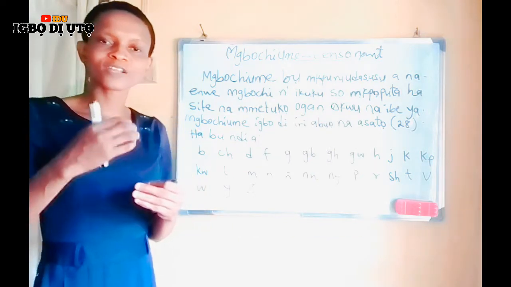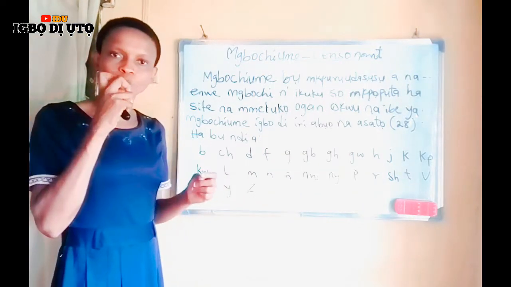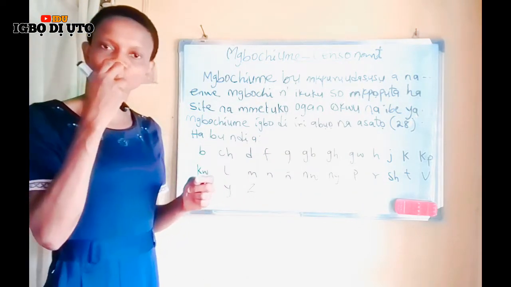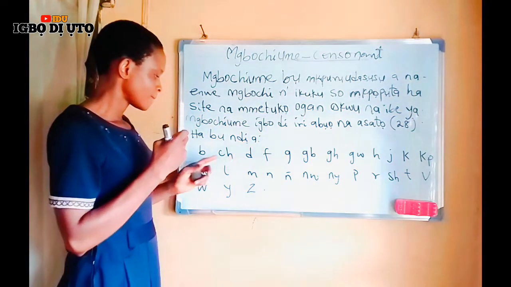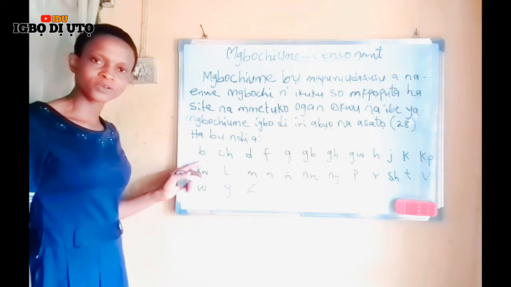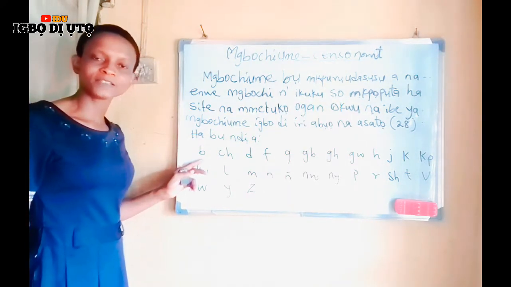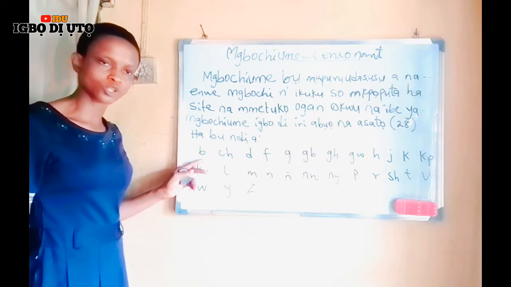And when you are pronouncing it, you see the upper lip and the lower lip are being joined together. They are being touched. If you look at me, now you see as I'm pronouncing it, the upper lip and the lower lip is being closed, is being touched.